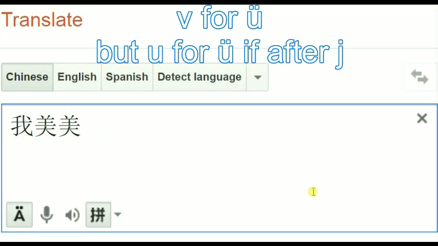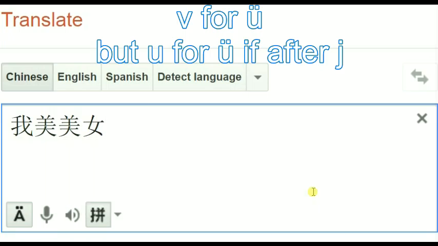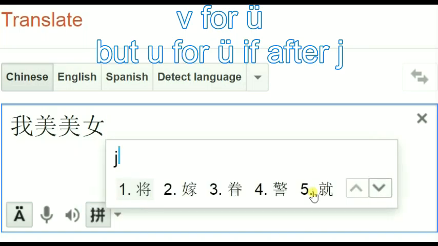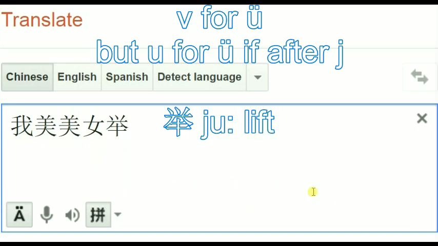For example, 女 meaning female or woman, you can just type NV. It is here, 女. Also note, after special character yu, if the first initial is J pronounced as G, then you don't need to type J with V. Instead, it is J with U. It is still U because U here means yu. So J U, for example, the first one is 举. Even though it is yu, you just type U.